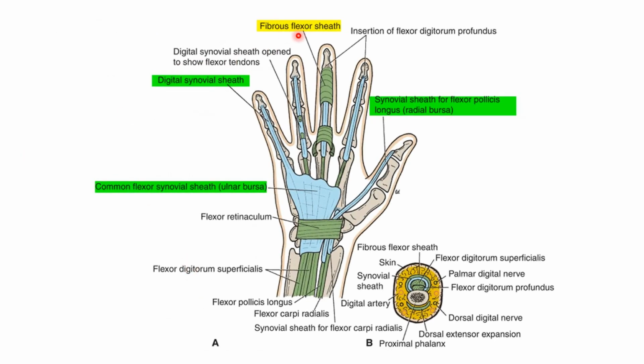Okay, you can see this is the fibrous flexor sheath, and inside the fibrous flexor sheath there is the digital synovial sheath. This is the digital synovial sheath. Inside the synovial sheath there are the long flexor tendons.